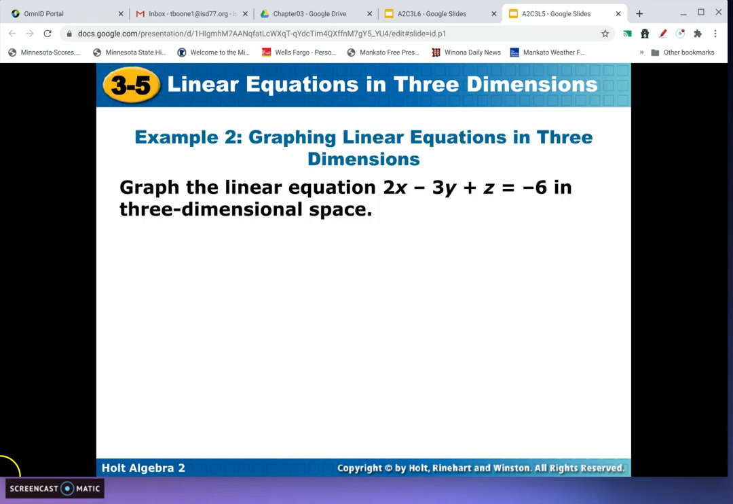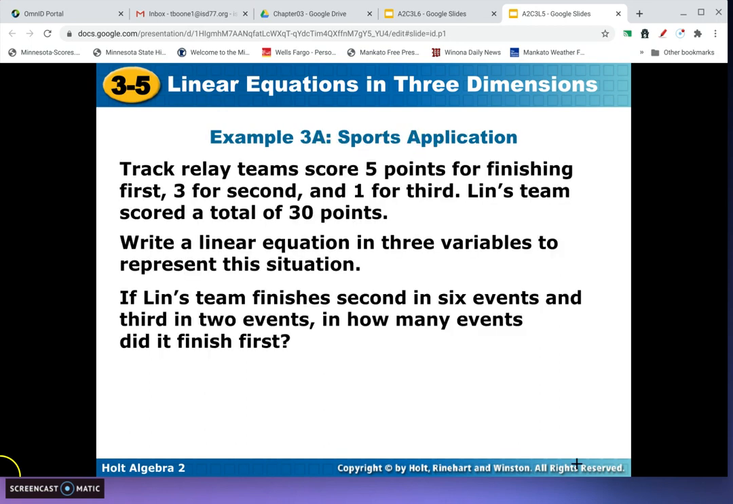But how would you graph a line in there? Well, you do it by the intercepts, but we're not really going to do that in a 2-dimensional space. Here's where we see a lot more of the examples that we're going to talk about. So a track relay team scores 5 points for finishing first, 3 for second, and 1 for third. Now, Lynn's team scored a total of 30 points. So write a linear equation.